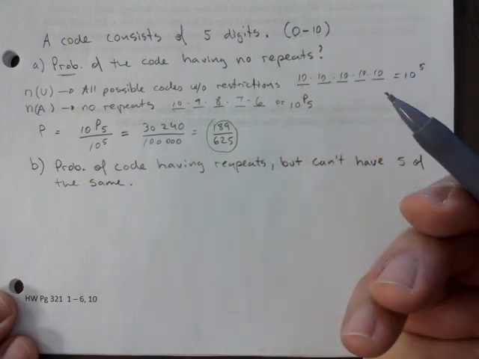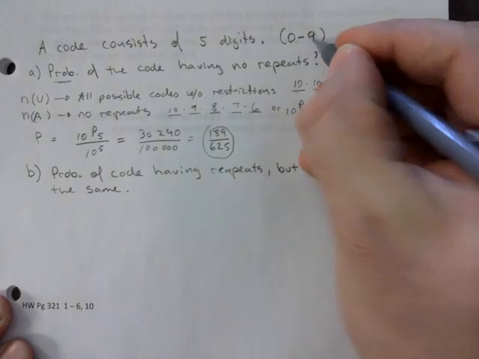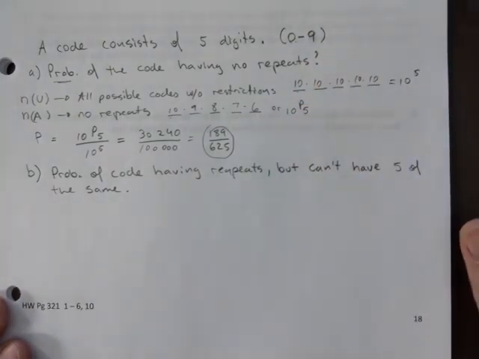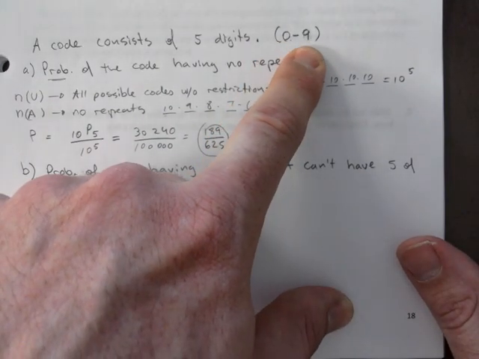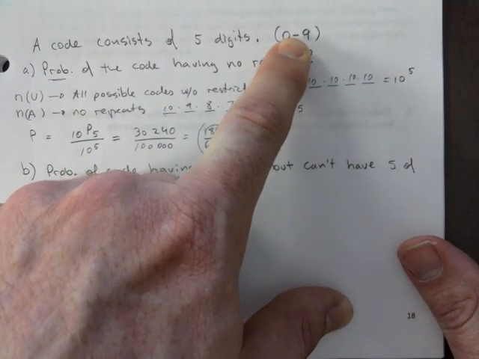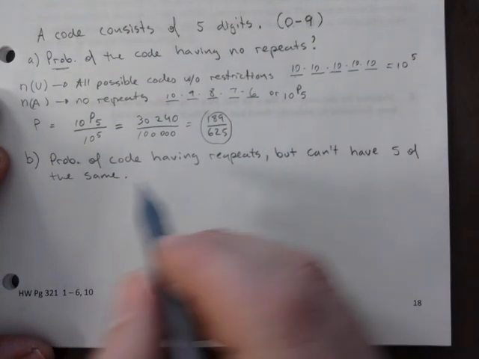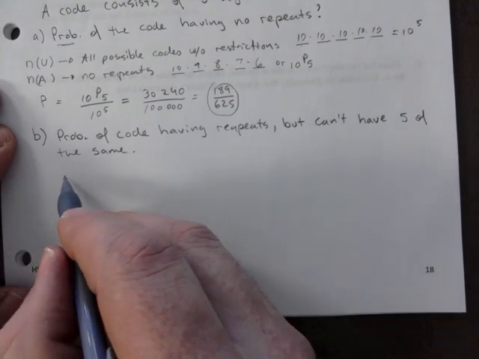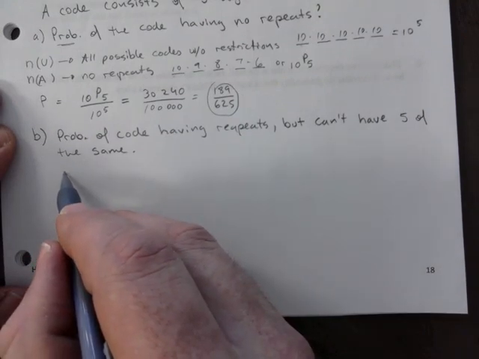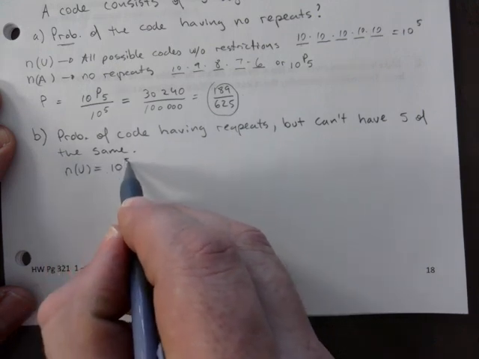Did I say 0 to 10? Never happened. It's 0 to 9. Can you change that? Because if it had said 1 to 9, it would be 9 options. 0 to 9 is 10 options, right? So probably having the same code would be like this. NU is still 10 to the power of 5, hasn't changed.